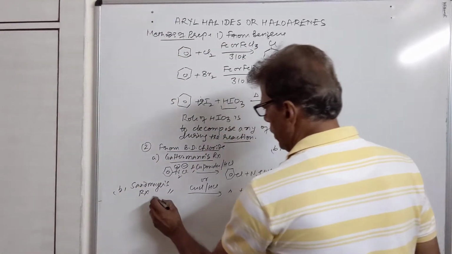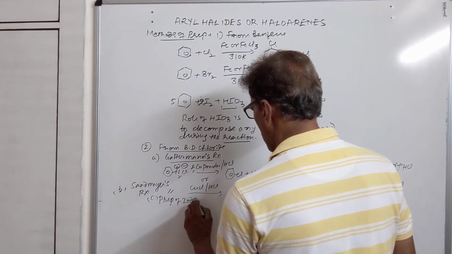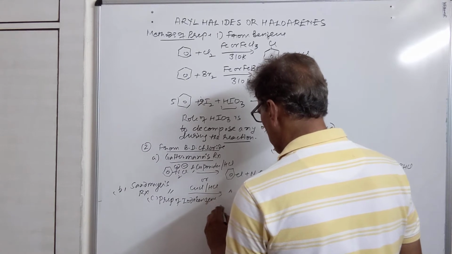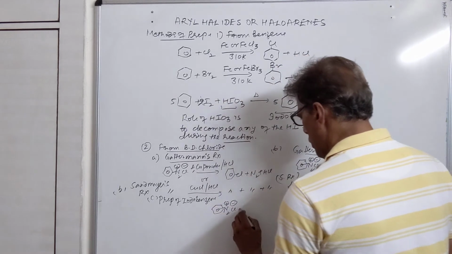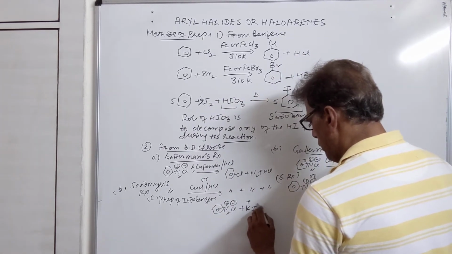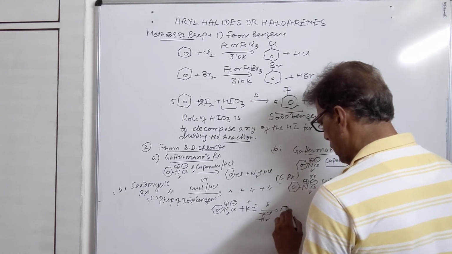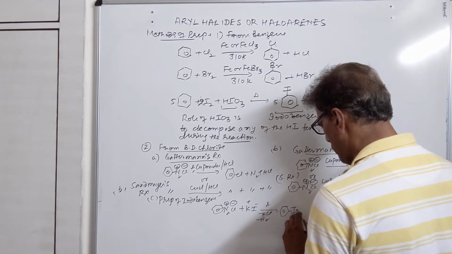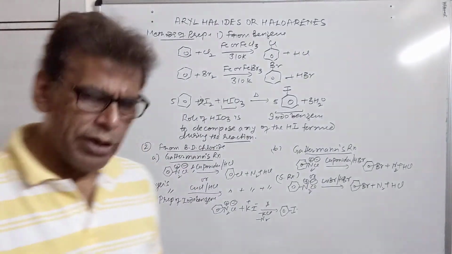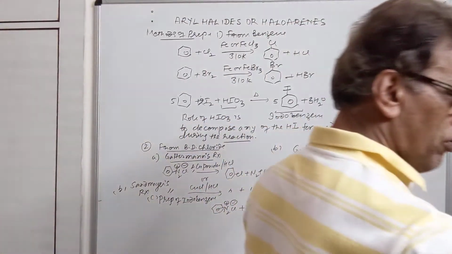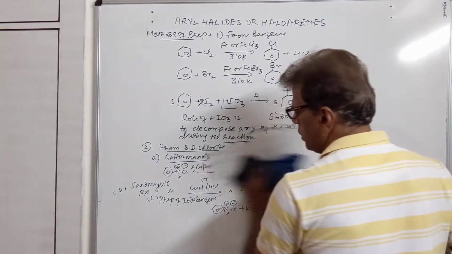Then we have preparation of iodobenzene. If you want to get iodobenzene, it can be obtained by heating benzene diazonium chloride with potassium iodide. It will eliminate KCl, it will eliminate N2 and will give you iodobenzene. So these are the preparations of chlorobenzene, bromobenzene, iodobenzene. Now we will be preparing fluorobenzene. That is another name reaction called the Balz-Schiemann process.